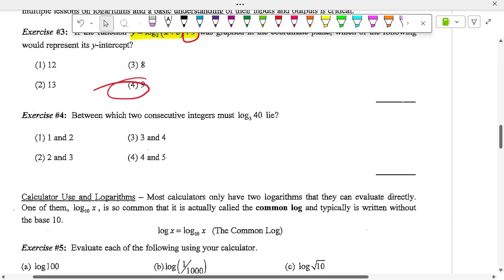Now, for number 4, it asks what two consecutive integers must log base 3 of 40 lie between? So in your calculator, go ahead and put in log base 3 of 40 and see what you get. So remember, hit the math key, scroll down until you see log base, and then you can type in your expression. So if you don't have a calculator, I recommend you grab one. So you need to know how to do this.